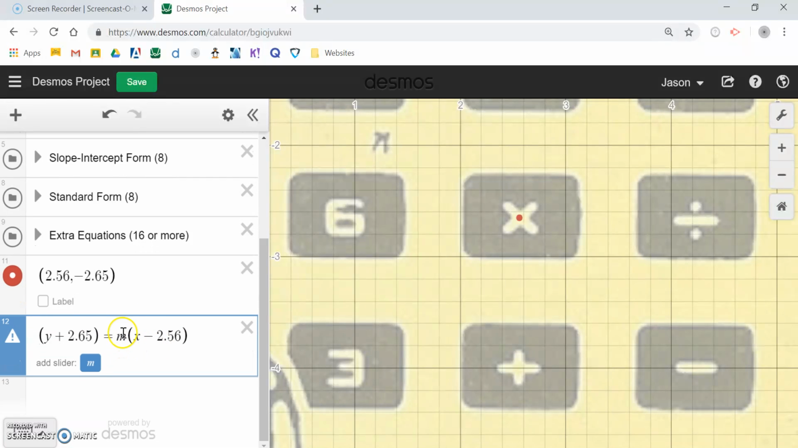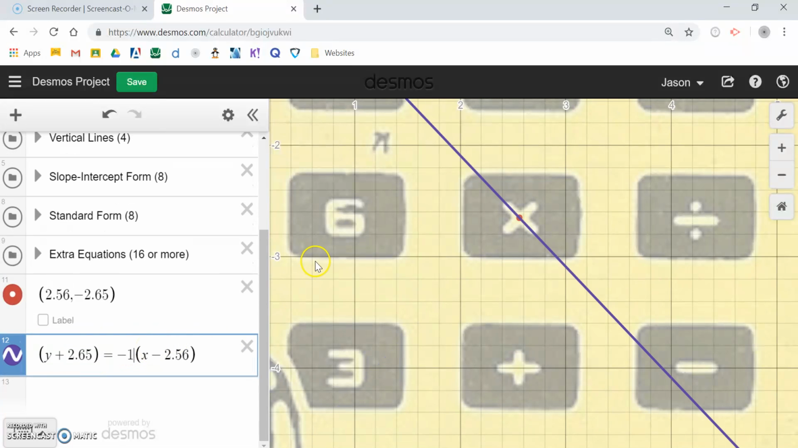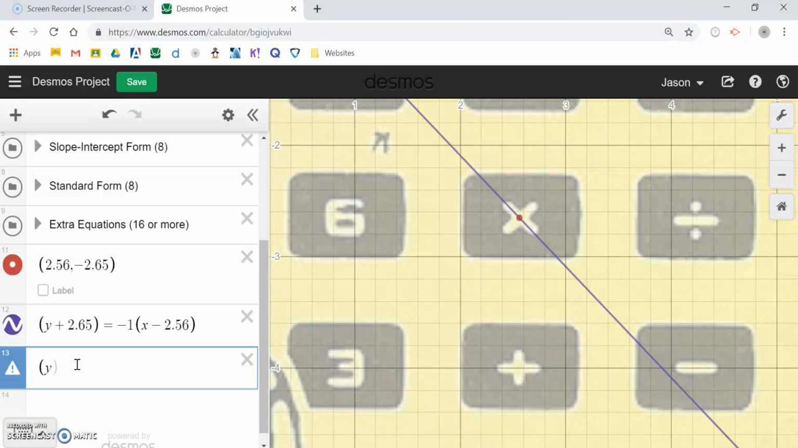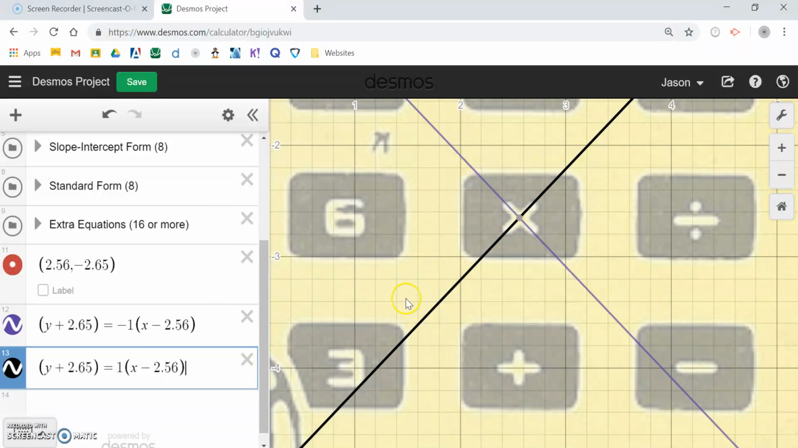All right, so now all I need to do is add this slider, or I can start to just test some values. So let's say I want to graph the part that goes through the negative portion of x. I'm going to just start with -1. Whoa, I lucked out. And there's my line. And then I can restrict it. So a quicker way to do this, if I do the other part, I know that it's going to be y plus 2.65 equals, I'm going to just guess that it's 1, and then x minus 2.56. Cool. And then I'll restrict those.